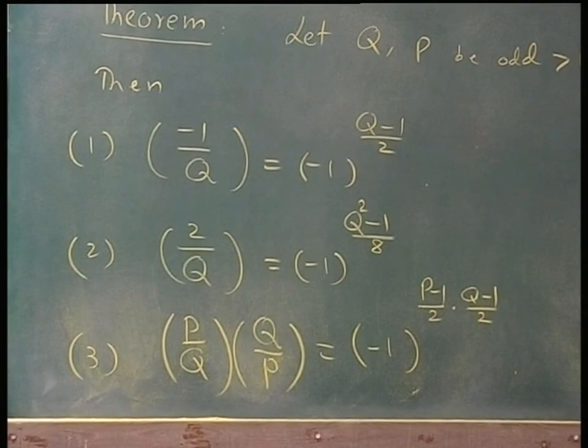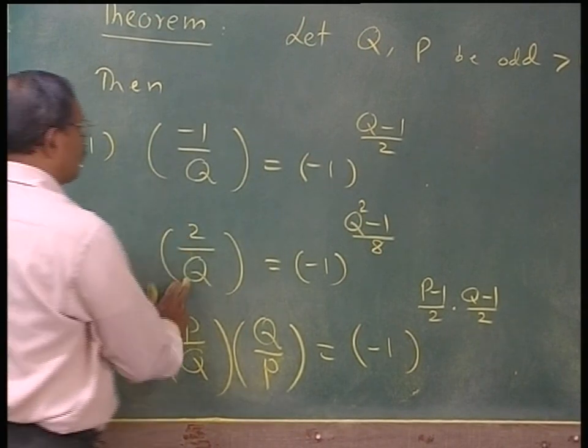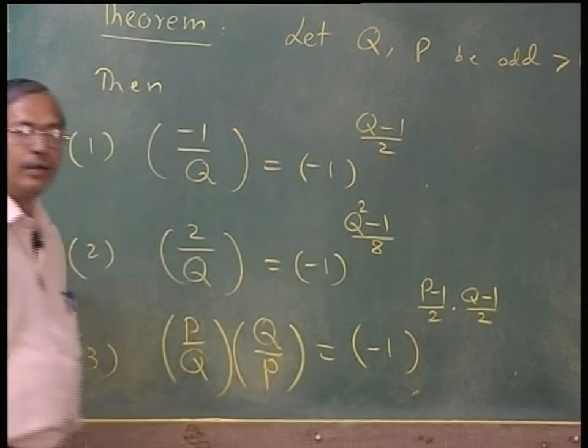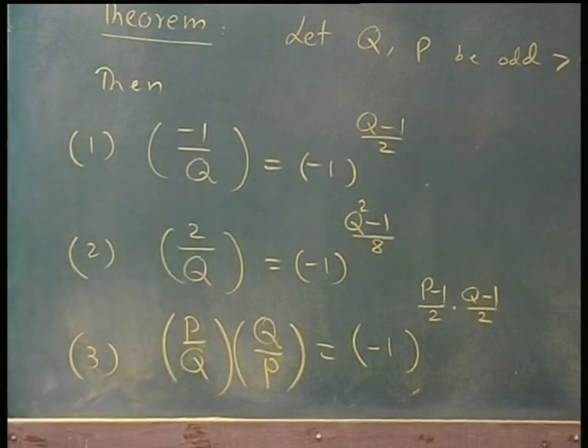Similarly, 2 by Q is equal to plus 1 if capital Q is congruent to 1 or 7 mod 8. If it is 3 or 5 mod 8, the value is minus 1. It is just a consequence of this formula, minus 1 raised to Q square minus 1 by 8.